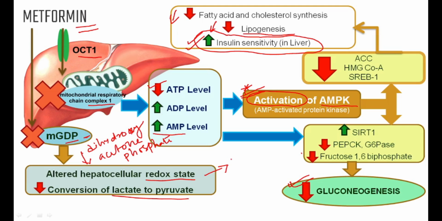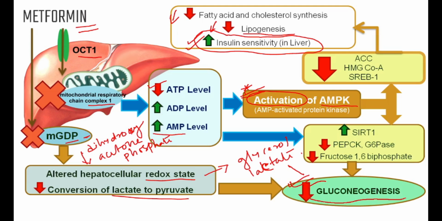Now if there is a decreased conversion of lactate to pyruvate, it will diminish the utilization of glycerol and lactate for gluconeogenesis. That means ultimately they are involved in the reduction of gluconeogenesis. That means through inhibition of complex 1 and activation of AMPK, it is reducing the gluconeogenesis, as well as inhibition of the MGDP is also responsible for the decrease in gluconeogenesis.